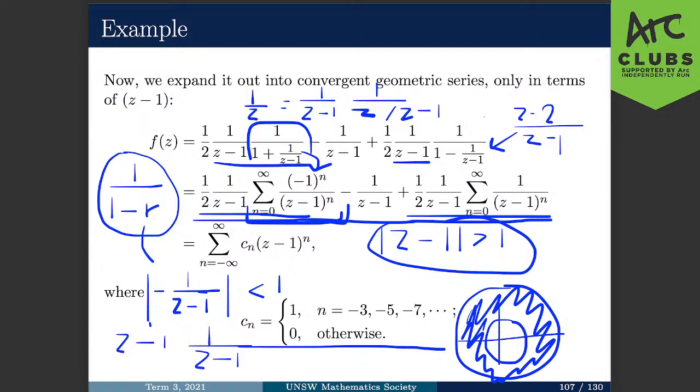One of those. First of all, you have to make sure that it's actually centered where you want it to be. And after that, either r being z minus 1 or 1 over z minus 1, whichever one gets it to converge in the area that you want.